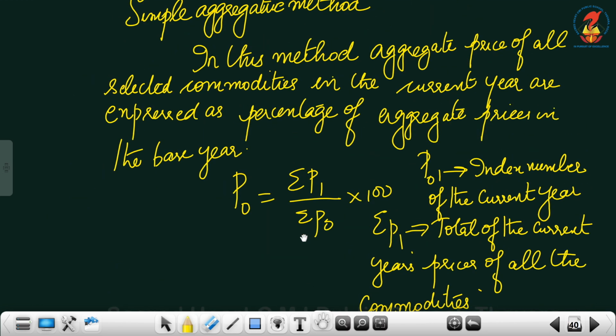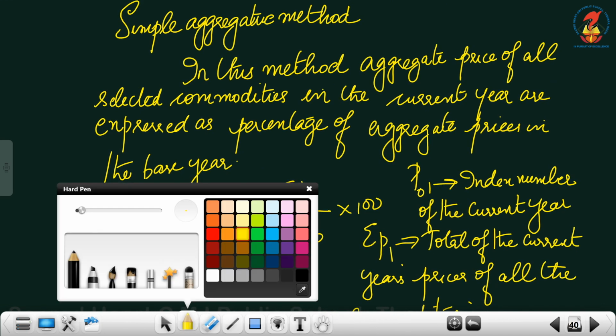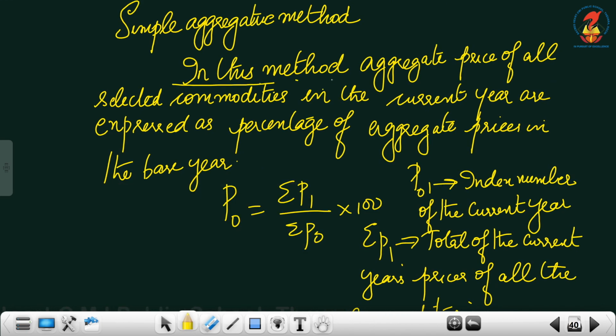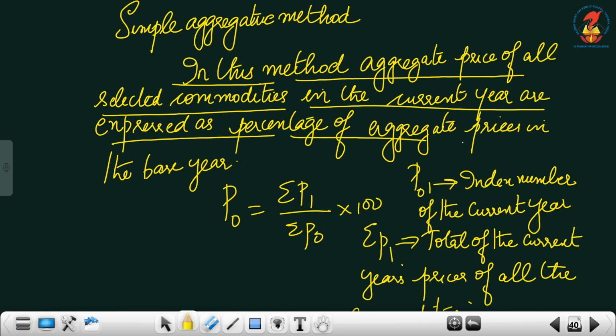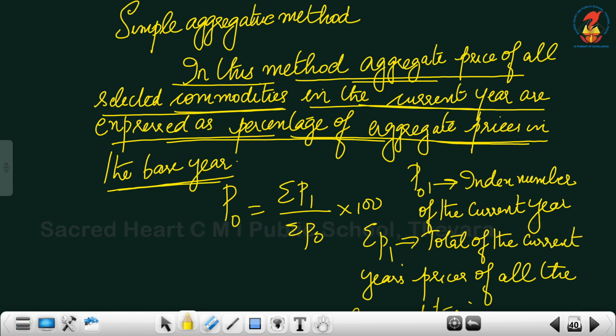Now in the simple aggregative method, the aggregate prices of all the selected commodities in the current year are expressed as a percentage of aggregate prices in the base year. Here aggregate means the total price of all the commodities in the current year, expressed as a percentage of the aggregate prices in the base year.